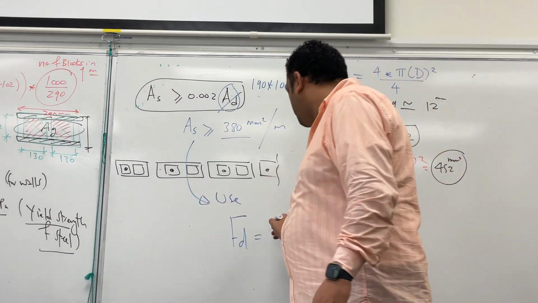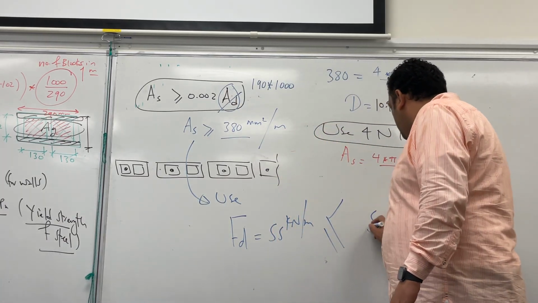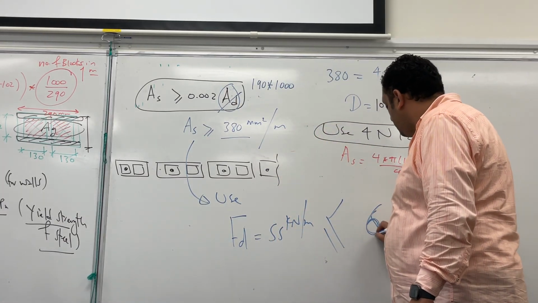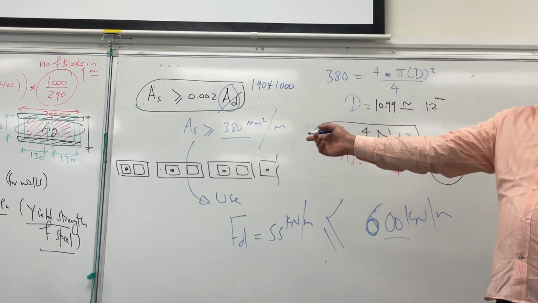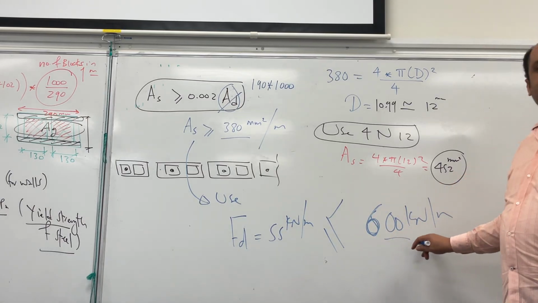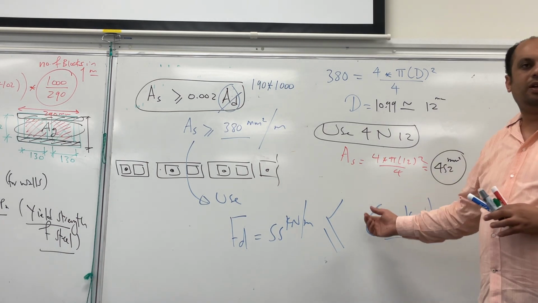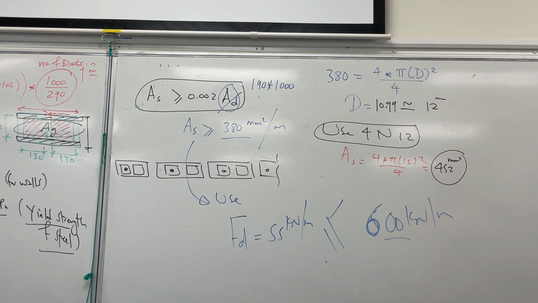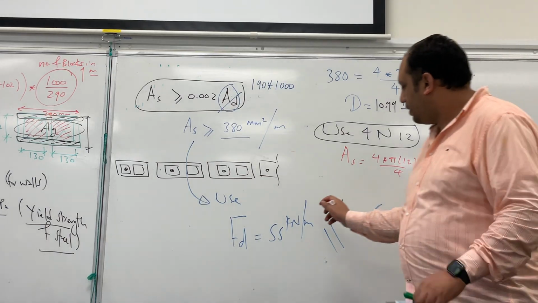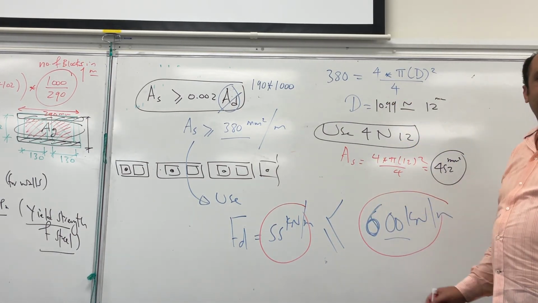So now FD, our design load is around, let's say, 55, and the capacity is how much? Let's say 600 kilonewton per meter. So if we use 4 N12, the capacity is 600 kilonewton per meter. So is it okay or not? It is. So the minimum reinforcement was enough because we can't go below that, and this is compression. So the applied load is 55, the capacity is 600, so it is okay.